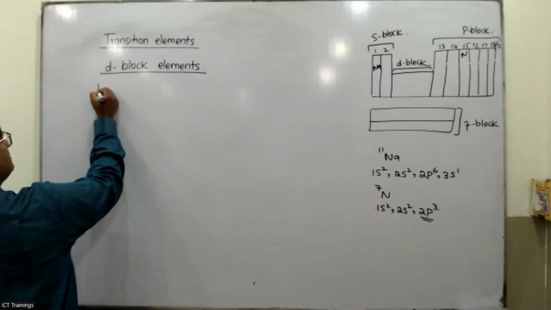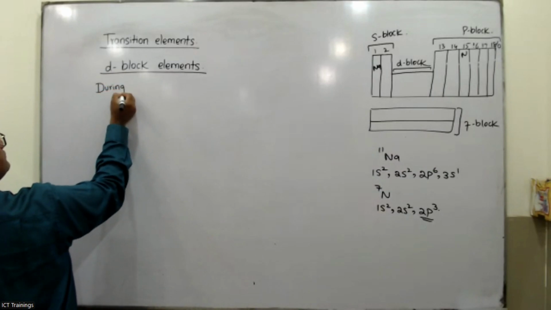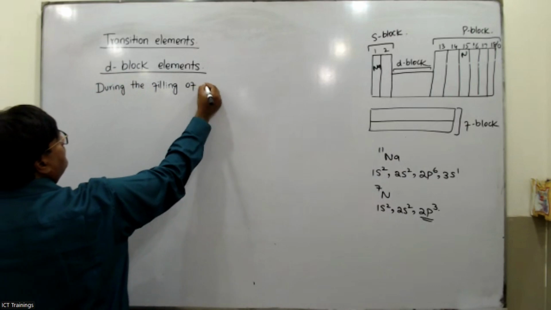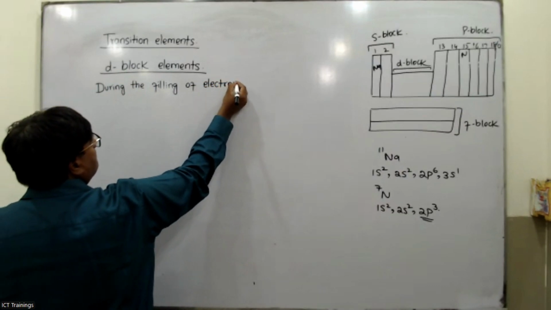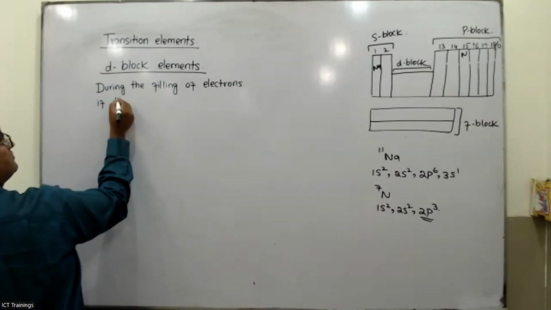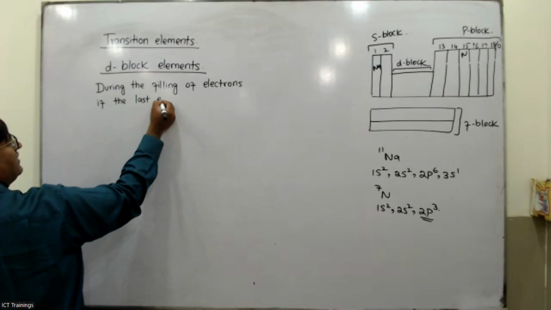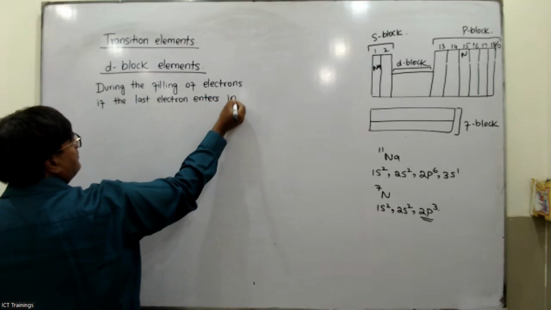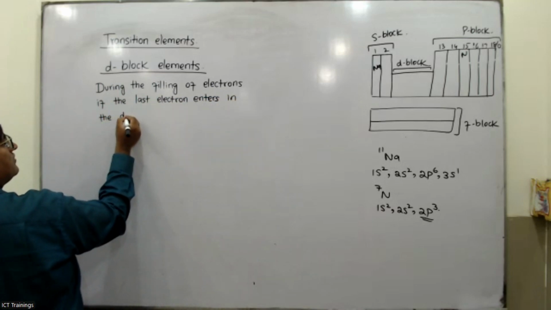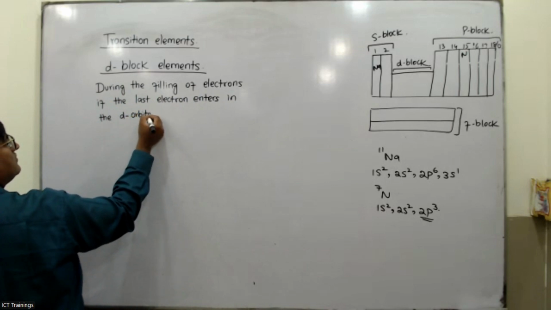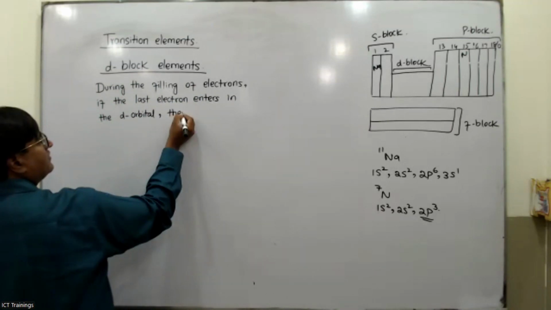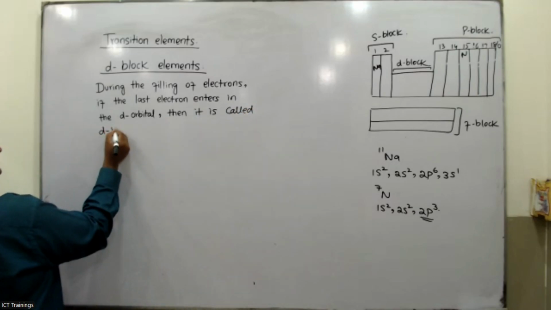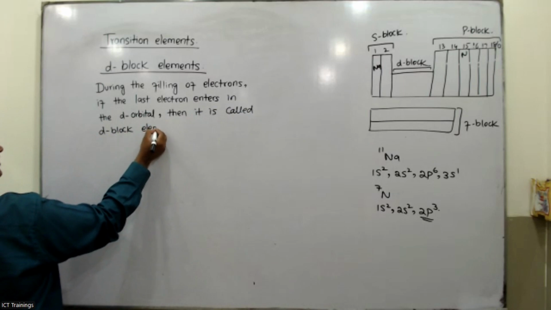Okay, so just write it down: during the filling of electrons, if the last electron enters in the d orbital, then it is called a d block element. Okay.